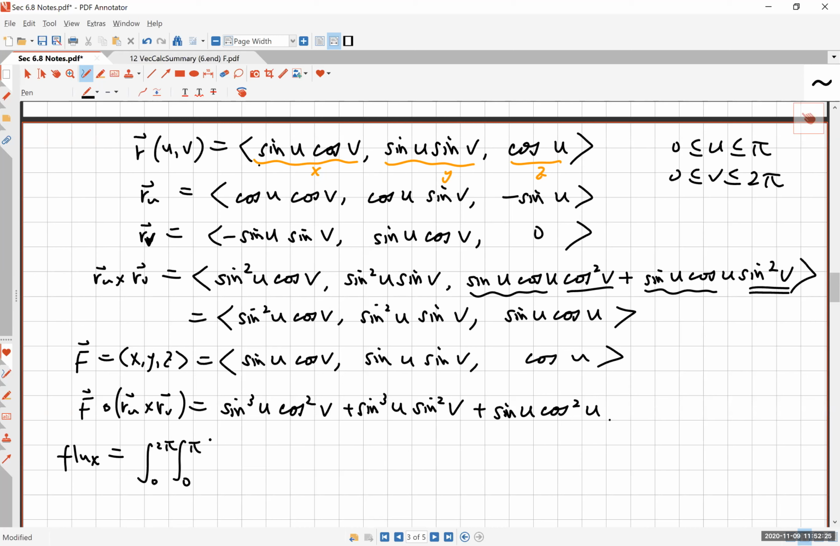Now, is there anything I can do to simplify this? One thing I can do is to take out sine U, I guess, right? And then you have sine cosine. Yeah, maybe I should have written that. Let me go ahead and do that.